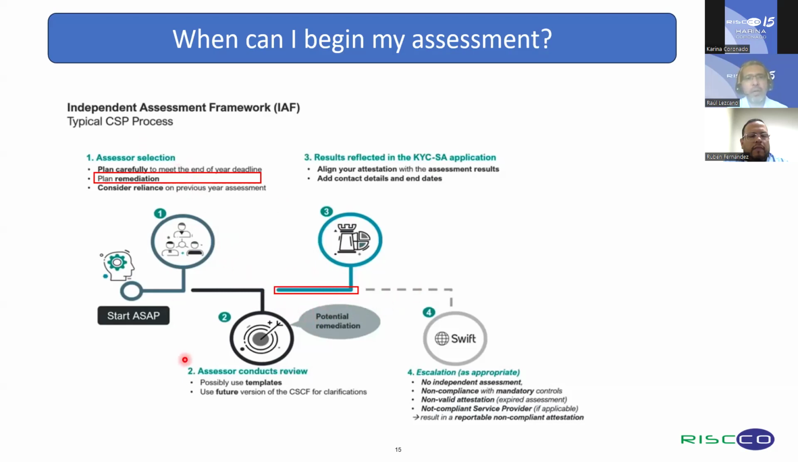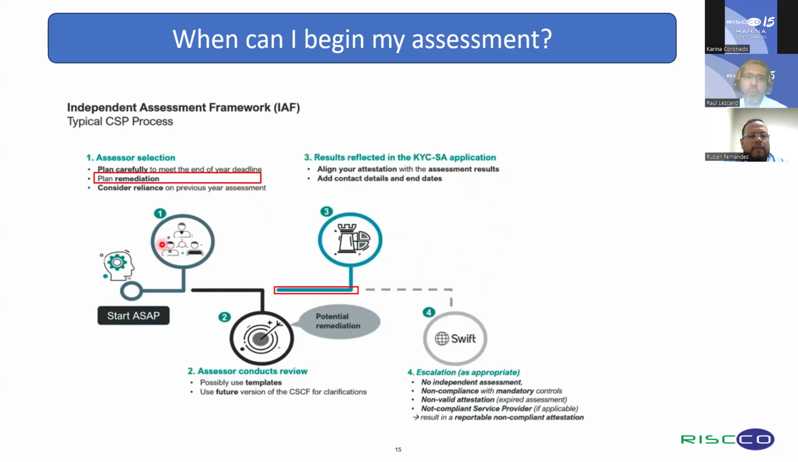So to begin with the attestation, even when Swift says, I don't know if it's included in this slide, that we can begin the attestation in January 2024, they stress this suggestion for July to give enough room to complete the evaluation, let's say 1 month, and to have enough time for any remediation that is required, and to be still on time to present our attestation in the KYC in compliance.